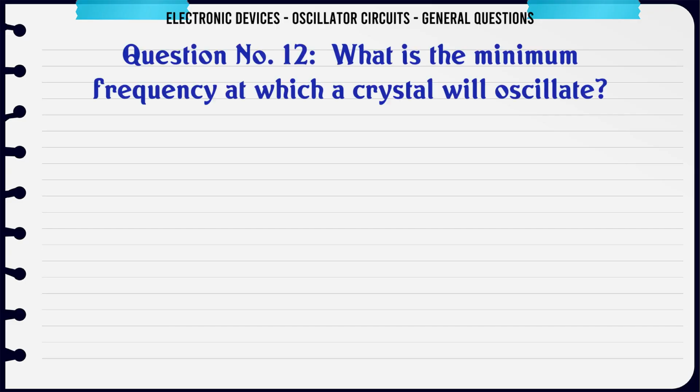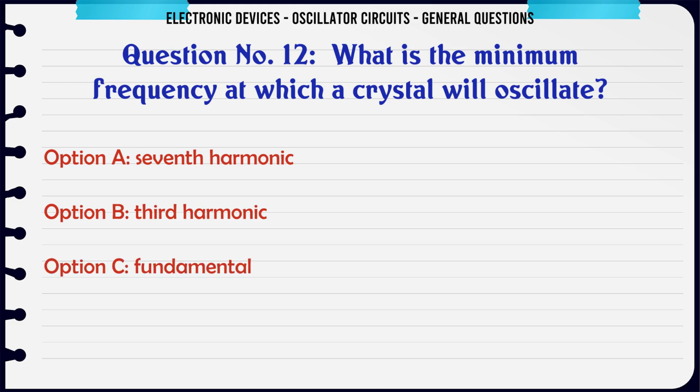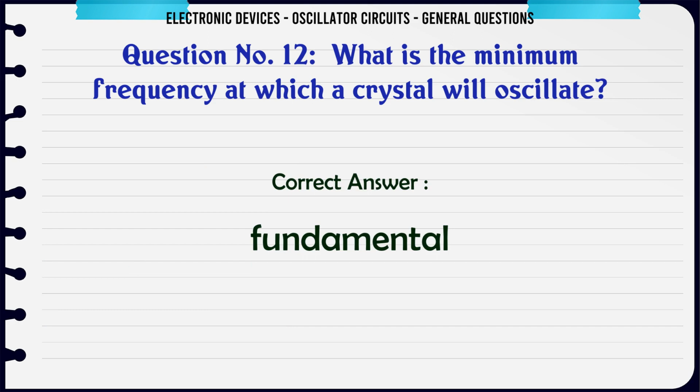What is the minimum frequency at which a crystal will oscillate? A: 7th harmonic. B: 3rd harmonic. C: fundamental. D: 2nd harmonic. The correct answer is fundamental.